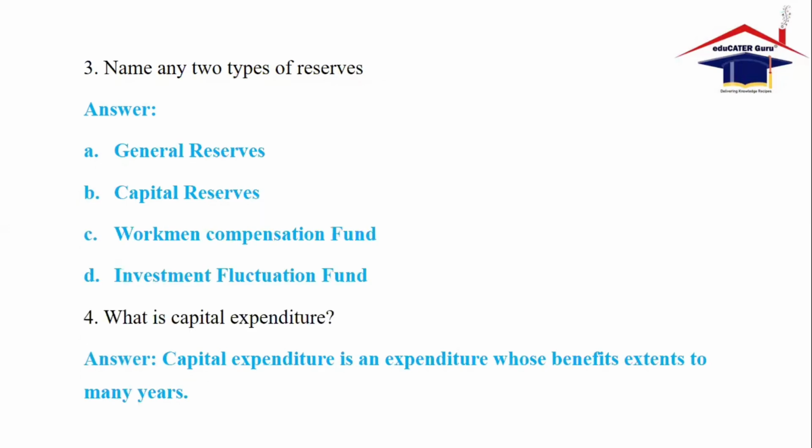Next, name any two types of reserves. I have given 4. You can write any 2 at the exam if they ask. General reserves, capital reserves, workmen compensation fund, investment fluctuation fund. Next question. What is capital expenditure? Capital expenditure is an expenditure whose benefits extend to many years. For example, fixed assets. You have bought furniture for your business, which is a long-lasting asset for the company. I mean long-term investment. So the expenditure is capital expenditure here.